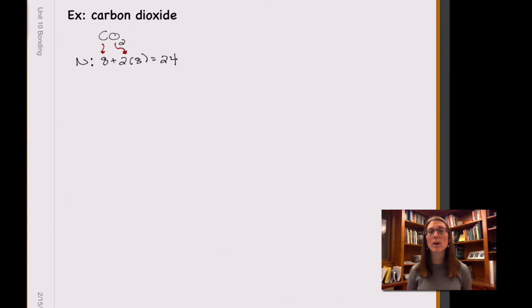Next, you're going to count the number of available electrons by looking at the periodic table. Carbon has 4 valence electrons, whereas each oxygen has 6, so you have an available 16 electrons. Now we can calculate the number of bonds necessary by taking 24 minus 16, needed minus available, and dividing by 2.